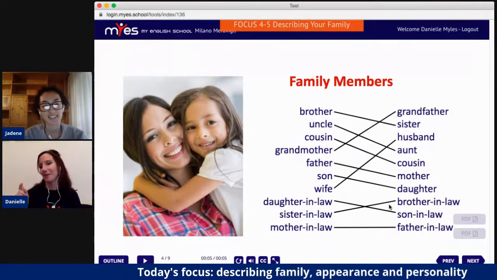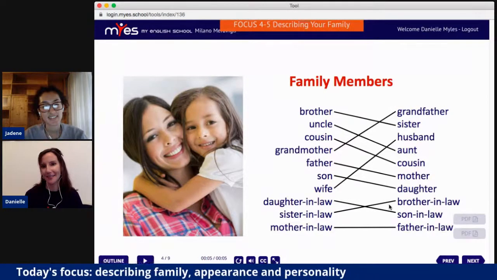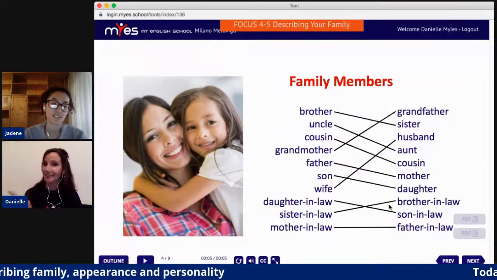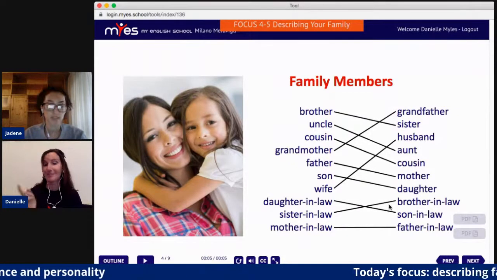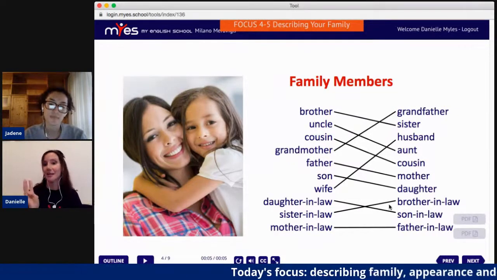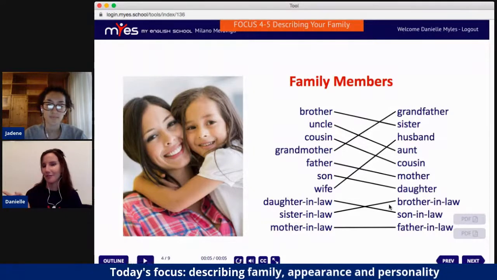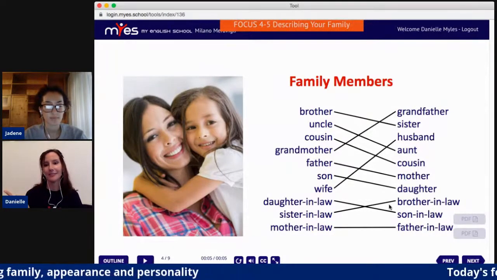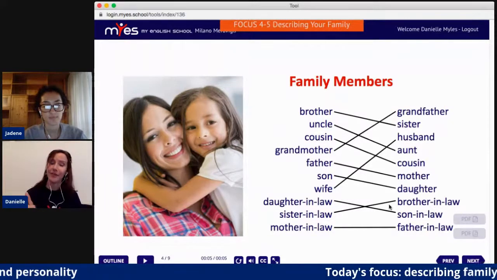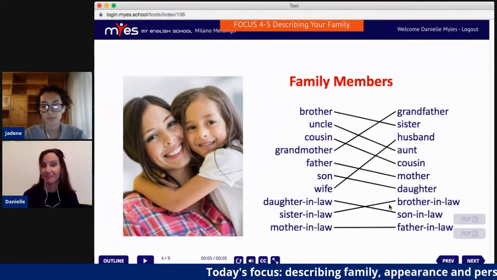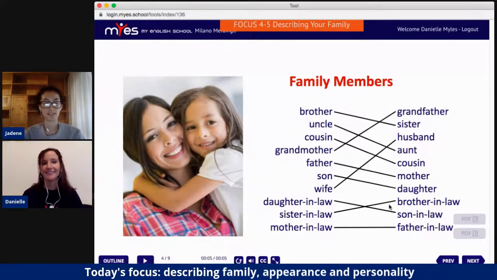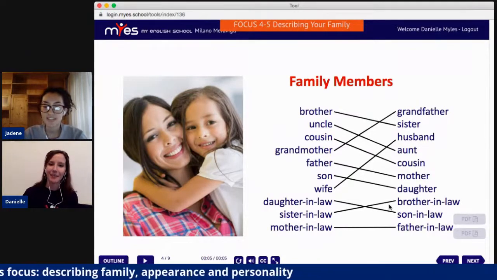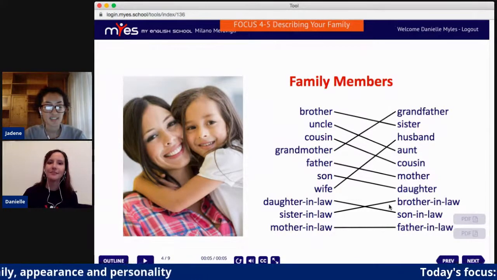I have a sister-in-law and a mother-in-law. Okay. My grandfathers have passed away, sadly. I don't have a sister. I have a husband, an auntie, a cousin, a mother. I don't have a daughter. I don't have a brother-in-law. I don't have a son-in-law. I have a father-in-law. So I have lots of them. Okay, cool. Interesting. How about you, Jadene? How many do you have?